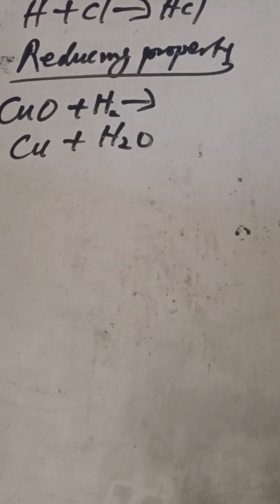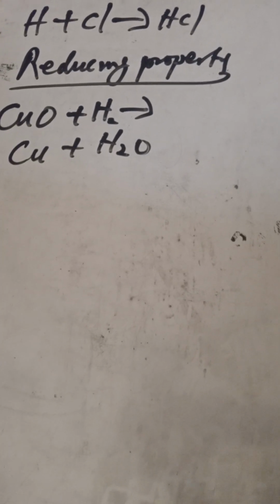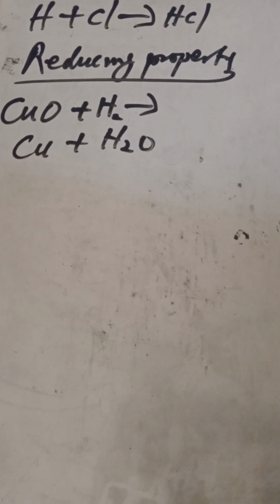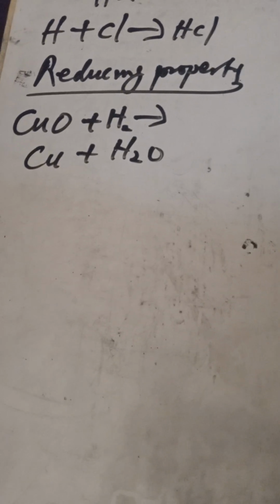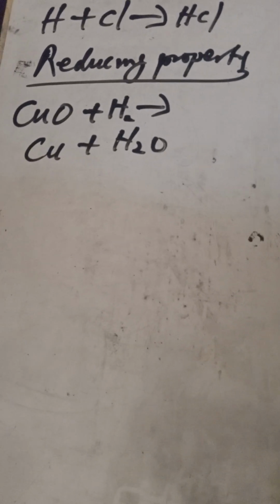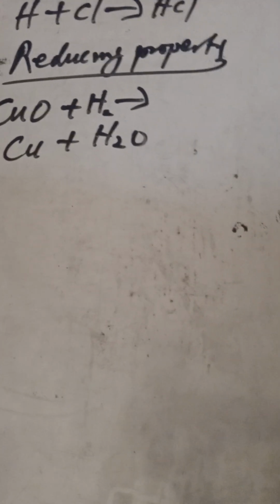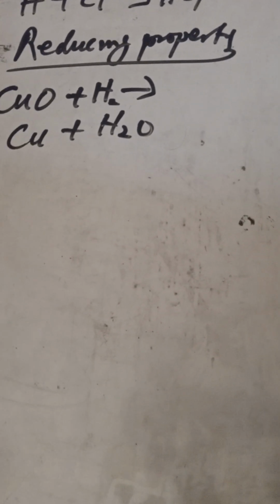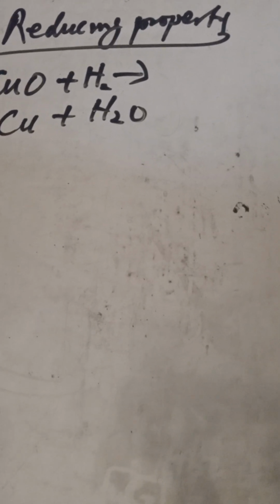Hydrogen also combines with some elements like nitrogen and sulfur. It combines with nitrogen to produce ammonia. It combines with sulfur to produce hydrogen sulfide. It has other chemical properties.